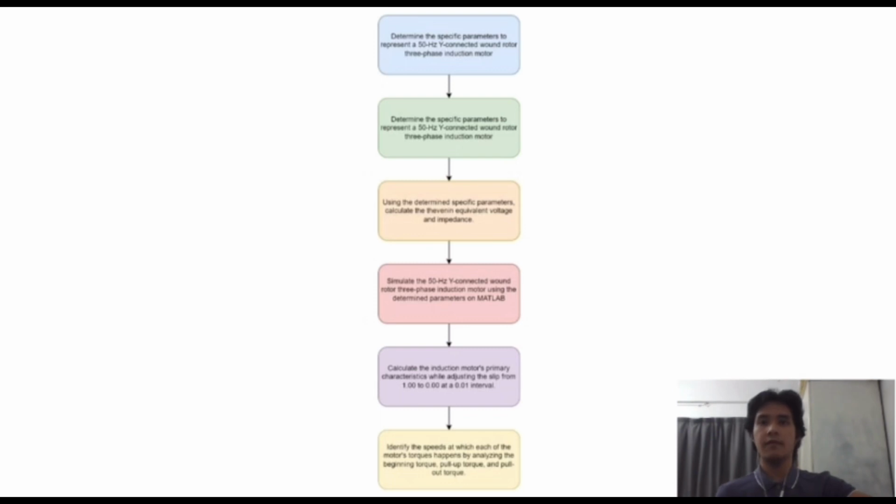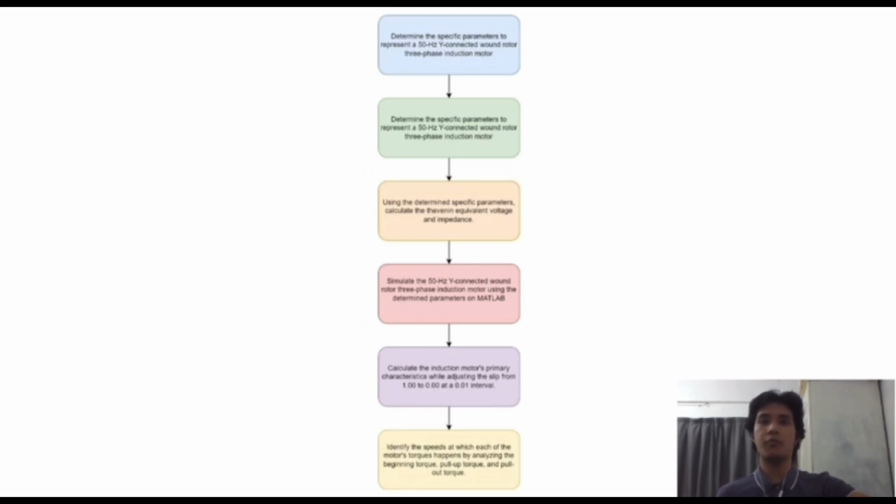For the next part, the slip is changed from 1 to 0 in 0.01 increments to calculate torque and power. Then we will examine the induction torque speed and power speed. And lastly, MATLAB plots motors and examines their starting torque, pull-up torque, and pull-out torque, as well as their speed.